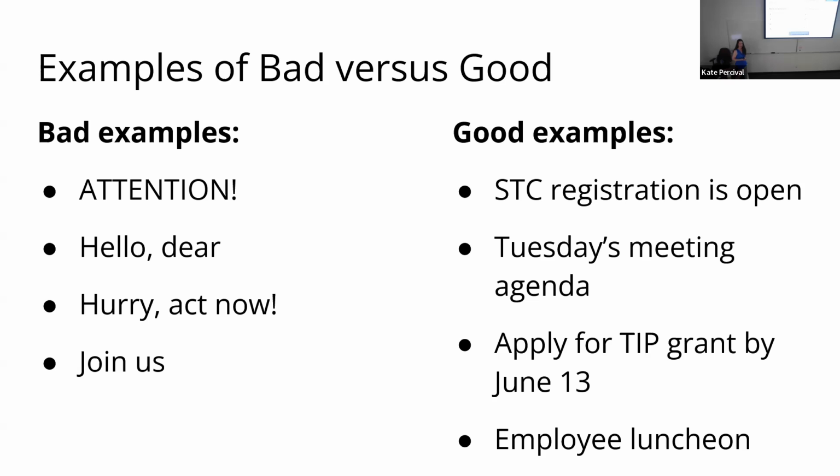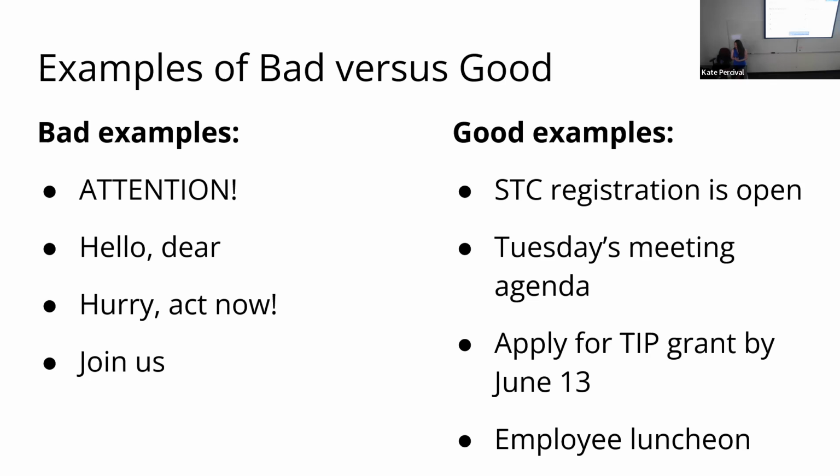STC registration is open. You could also expand that to say the SUNY Technology Conference registration is open. Great, I'm interested in STC. I want to go. Registration is open. That means that I should open that and find out all the details. Tuesday's meeting agenda. First of all, this reminds me that I have a meeting on Tuesday. Second of all, it tells me that I should probably open this, figure out what the agenda is, and see if I need to prepare anything.